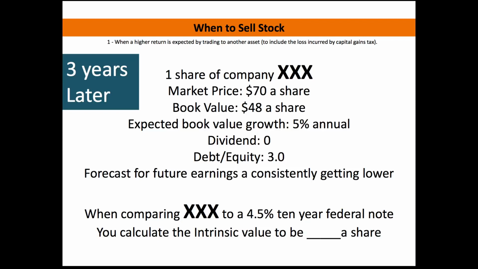Okay, now the last thing that we're looking at is probably the most important factor of them all, and that is that the forecasts for future earnings are consistently getting lower. In the previous scenario, when we bought this company 3 years earlier, those earnings were consistent and constant with the previous 10 years, and the forecast for the future was the same type of earnings. But now the earnings are actually decreasing. And so between that and the debt to equity being a little higher, that would be reason alone to sell this company.